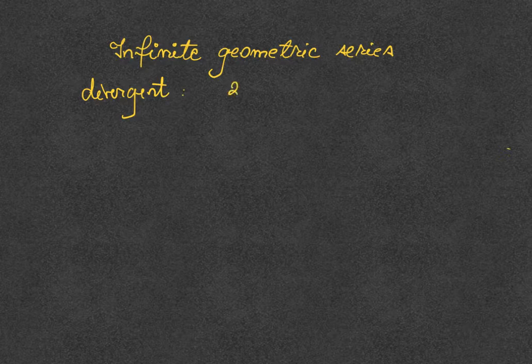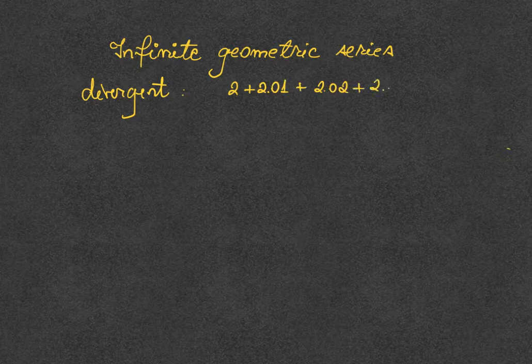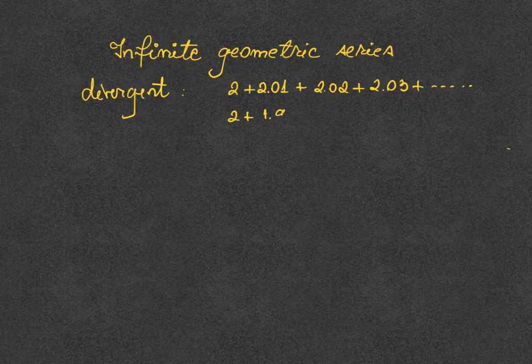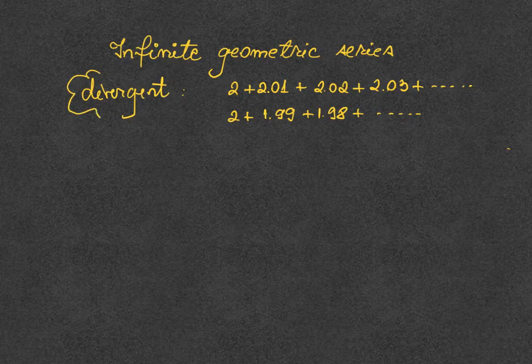For example, if we start with 2, even if the common difference is as small as 0.01, the series will grow to infinity. If the common difference is minus 0.01, eventually the terms will become negative and the sum will go to minus infinity. So such arithmetic series are divergent in the sense that their sum goes to either plus infinity or minus infinity.